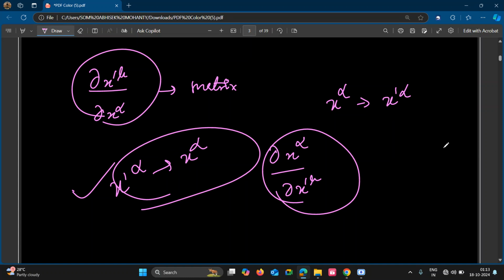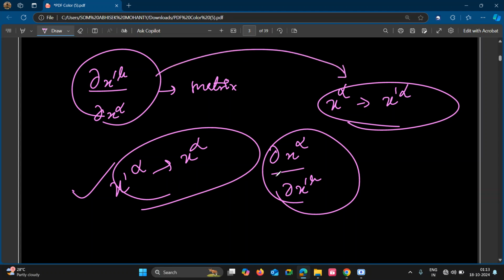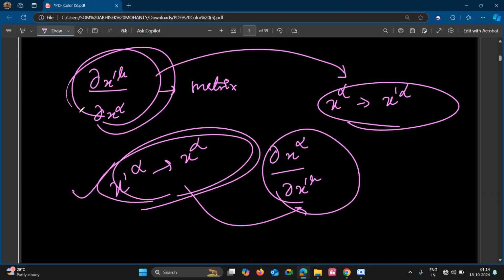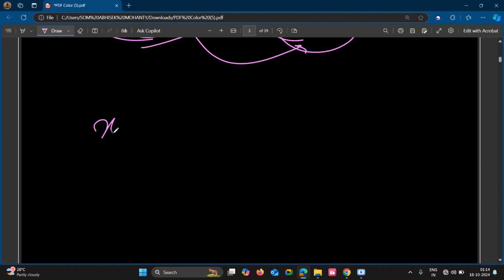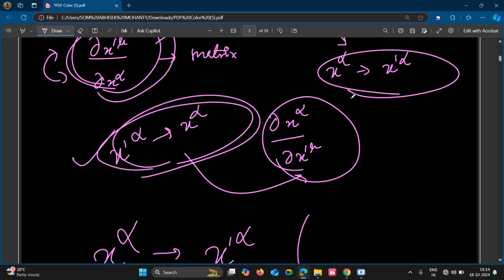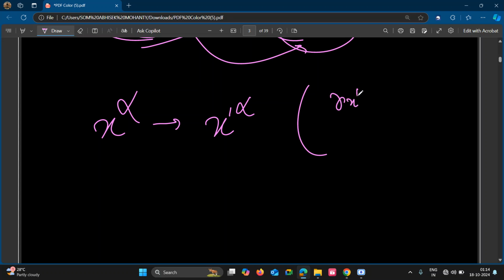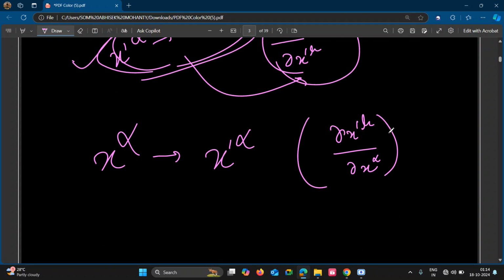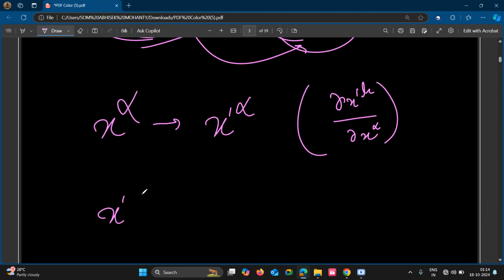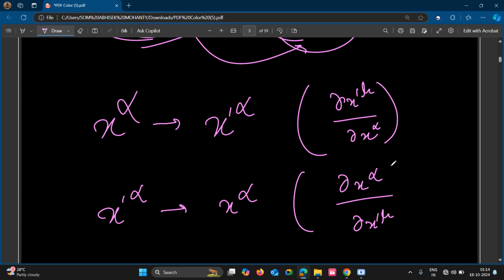Let me explain again. For this transformation, this is the matrix. For this transformation, this is the matrix, just the opposite, the reverse, the inverse of this one. So let me write it: x alpha to x dash alpha. I can do it by del x dash mu by del x alpha, right? If I do the exact opposite, the inverse transformation, what do we have to use? Just the inverse one, del x alpha by del x dash mu. Correct? So this is what it is about.